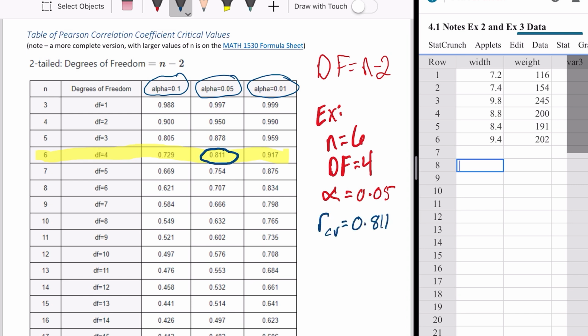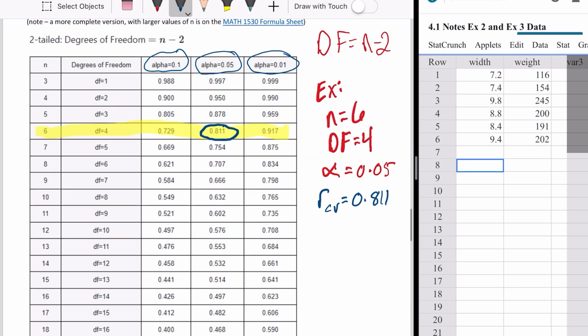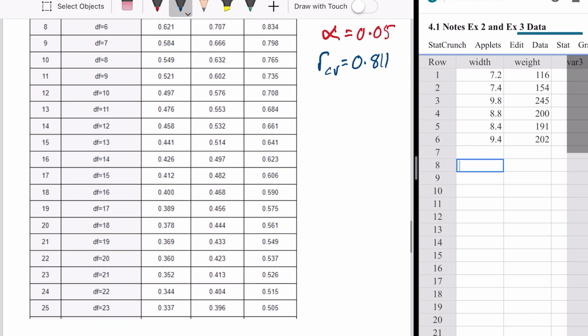All right. One other thing. This table that's in your notes should be good enough for most of your homework problems, but it only goes down to n equals 25.